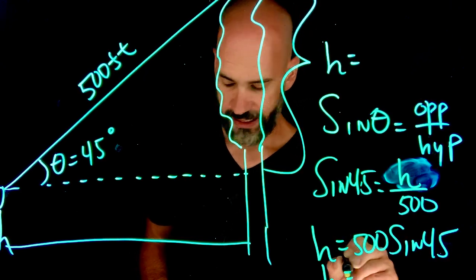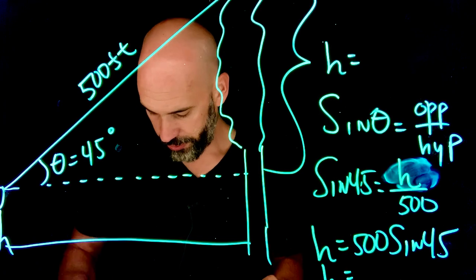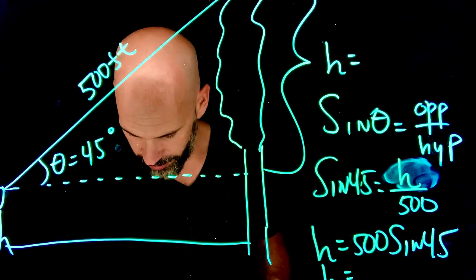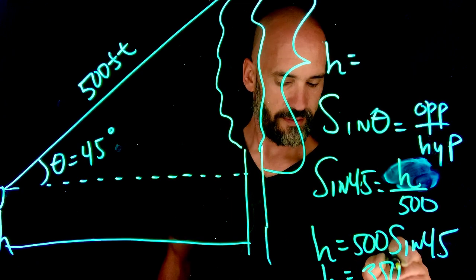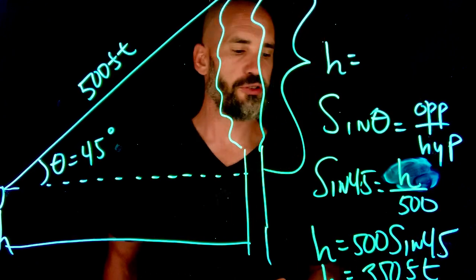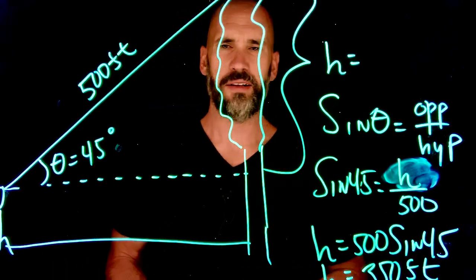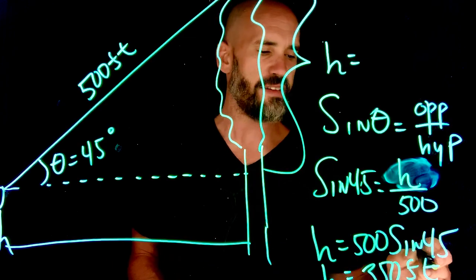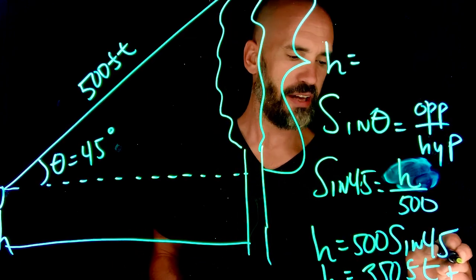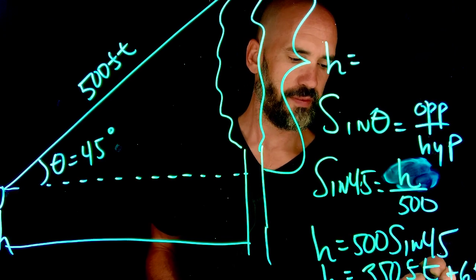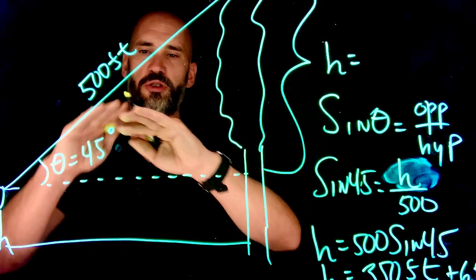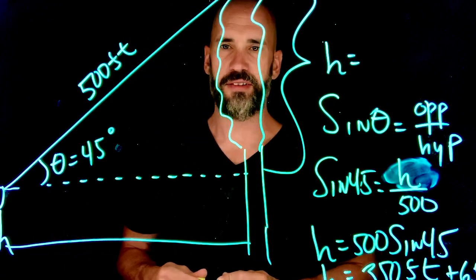So height equals, what am I getting? 350 feet. Okay, the height is 350 feet. Technically, we could add to that however many feet I am. So let's say I'm 6 feet tall. That's 356 feet. Okay, we just use trig to approximate the height of this tree.